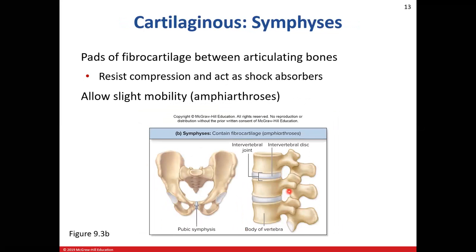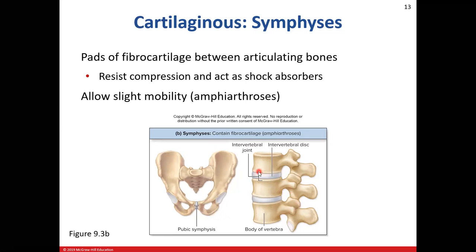Our second type of cartilaginous joint is going to be a symphysis joint. And a symphysis joint is where we have a pad of fibrocartilage that's between the articulating bones. And this fibrocartilage is actually a little bit tougher. And so what it does here, you'll see this, is it resists compression and it acts as a shock absorber. And so when you really look at the couple places that we're going to see this, really the pubic symphysis, it's going to help act as a shock absorber for gravity coming down onto the pelvic bones.